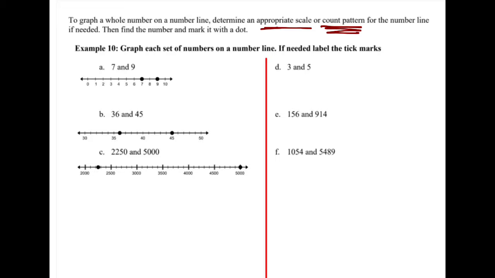All right, so example 10, graph each of the sets of numbers on a number line. If needed, label the tick marks. Okay, we need a comma right there. That's going to drive me crazy. Okay, these little marks here are called the tick marks. And you can see they're already labeled, but that's because they did this one. So let's take a look at what they've already done. We want to graph 7 and 9. So they started counting at 0 and they ended at 10. There's your dot on 7 and your dot on 9.